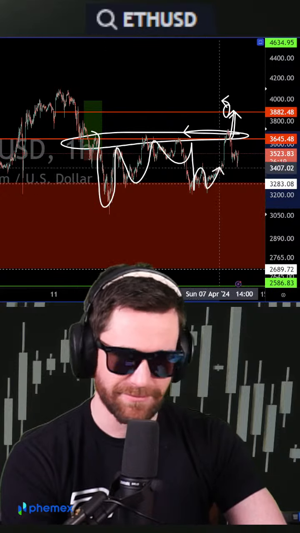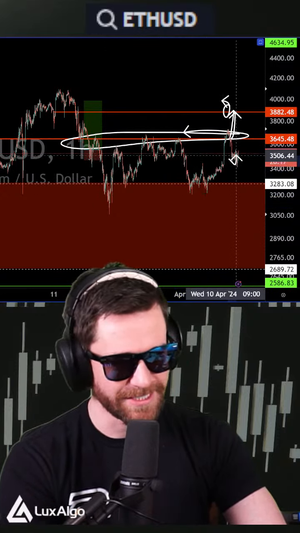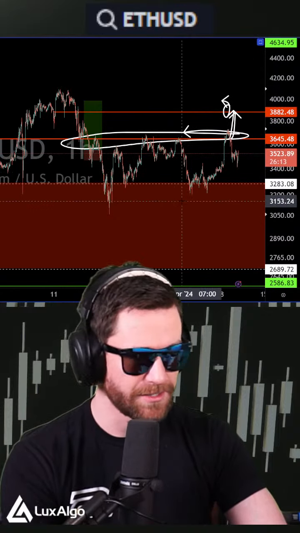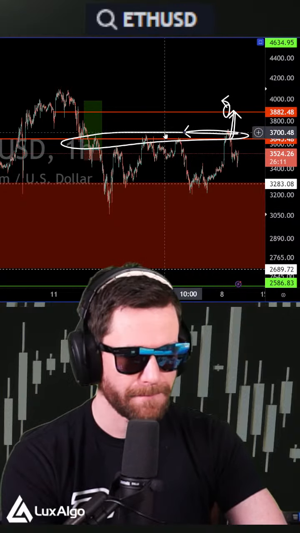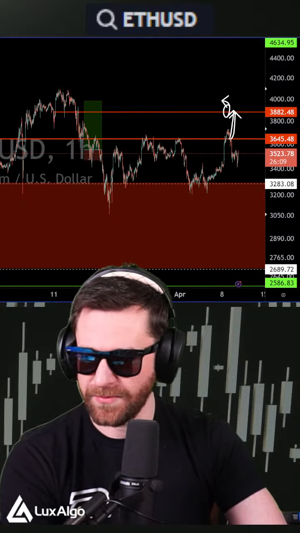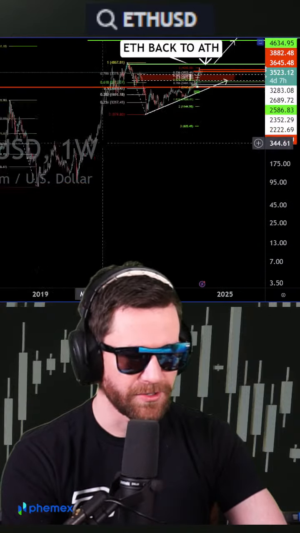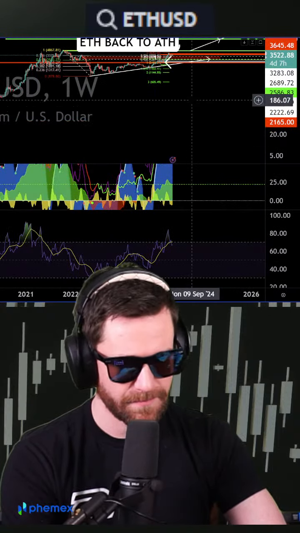Your lows have come up marginally. You want to just see this low here that we put in today hold, and then that move back to 38. I do think that is coming. I do think that Ethereum will move. I still am fully of the opinion that Ethereum will hit a new all-time high this year.